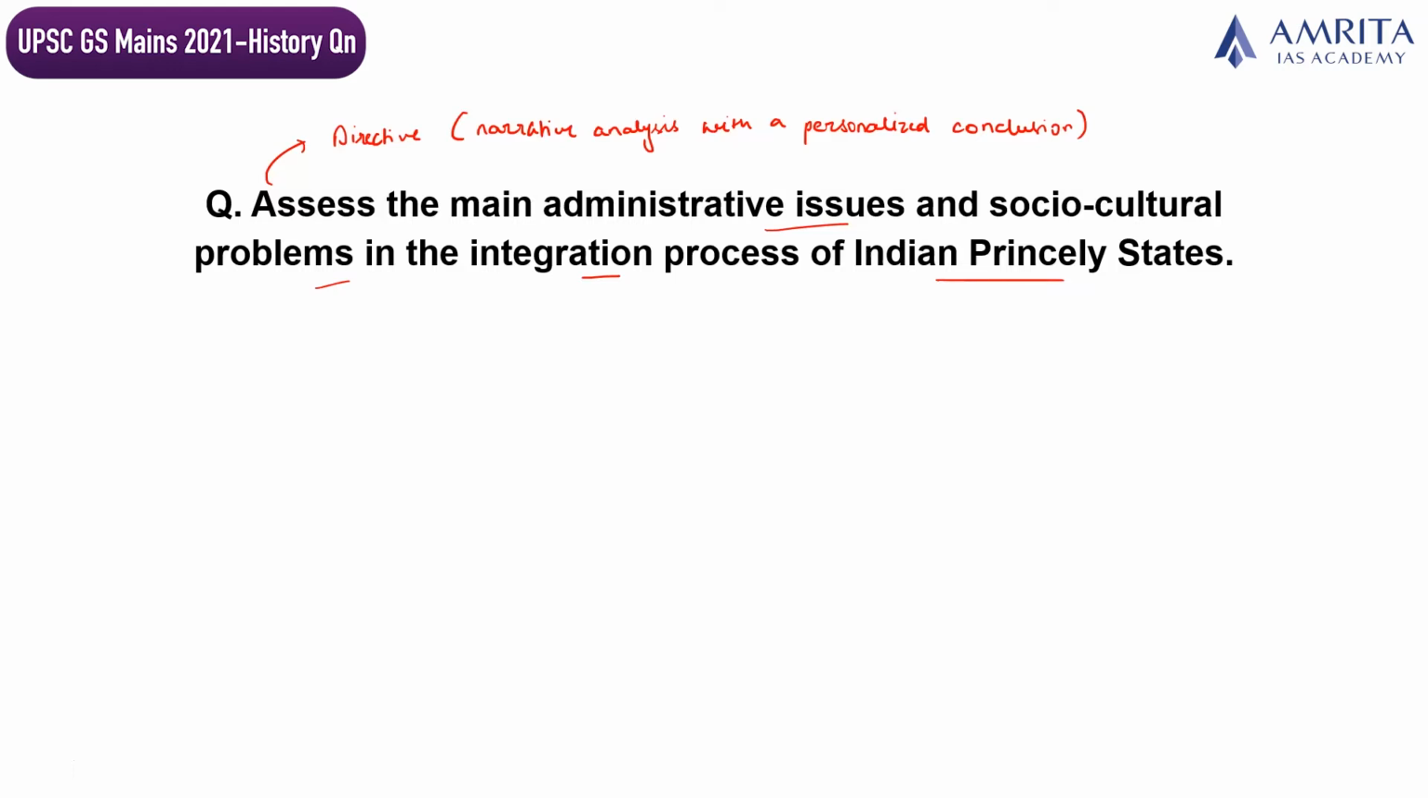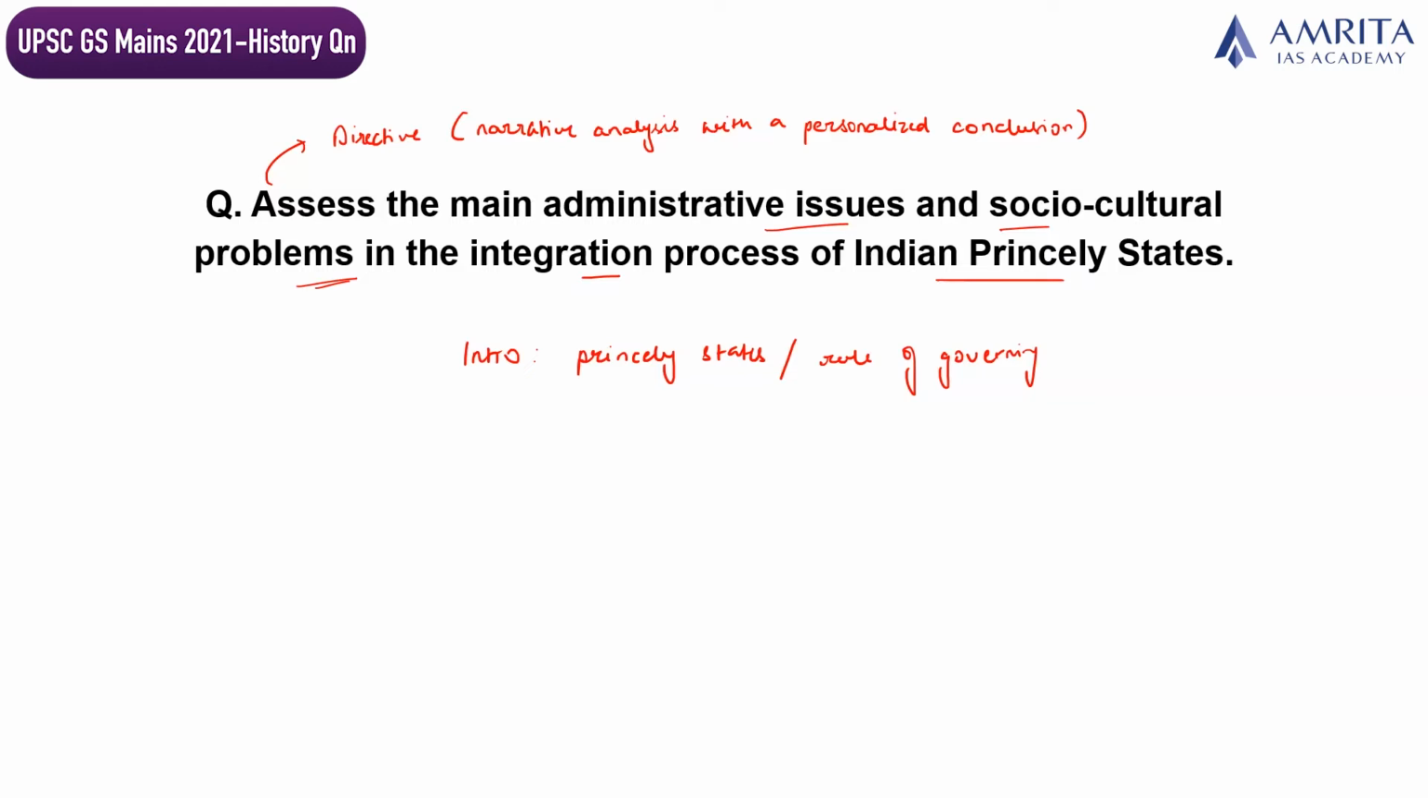When we specifically talk about the keyword, students, here the keyword is integration of princely states and the administrative and socio-cultural problems. So again, students, within the introduction, we start by talking about princely states. How many princely states were there? What was their rule of governing? And what were the options that were given to them as a part of joining the Indian Union?